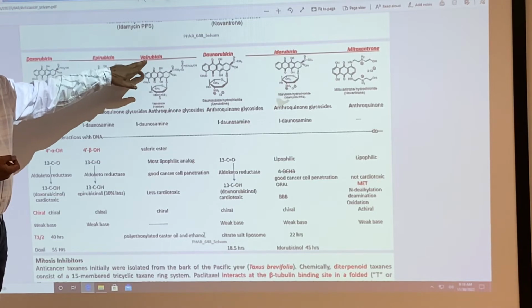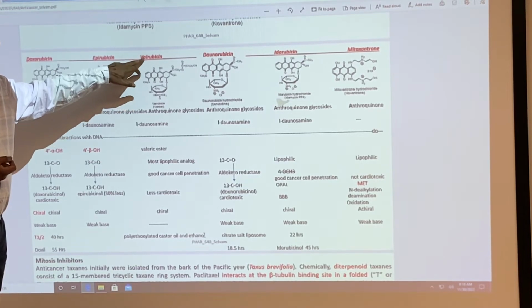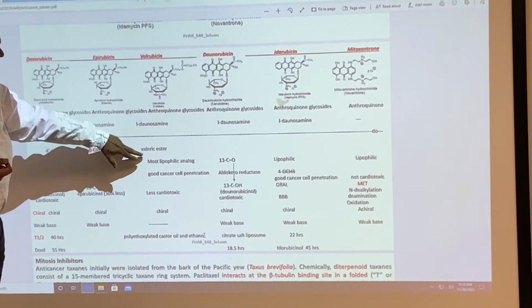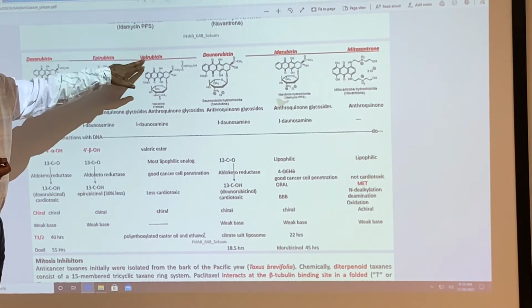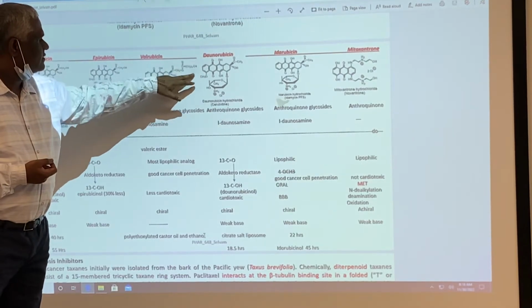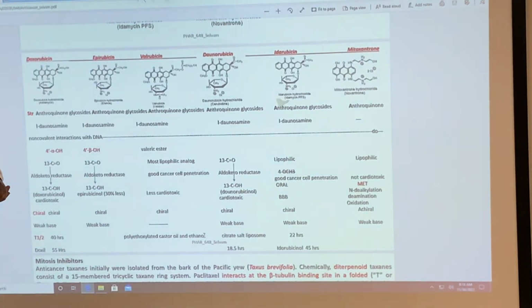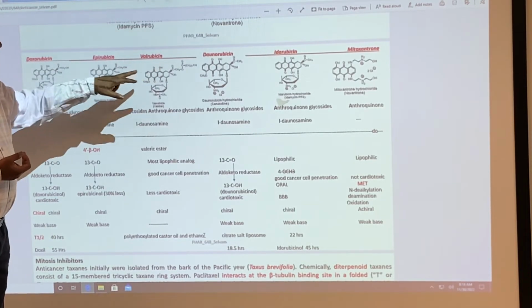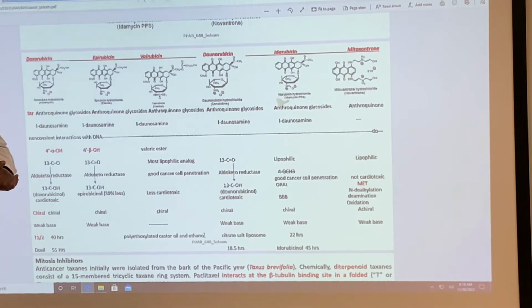Valrubicin, that is a VAL, a valine amino acid is attached. Sorry, not valine, a valeric ester. The ester bond is with valeric acid. So it is not valine, sorry, it's a valeric ester attached to this compound. That is the reason it is called valrubicin, and epirubicin is an epimer.